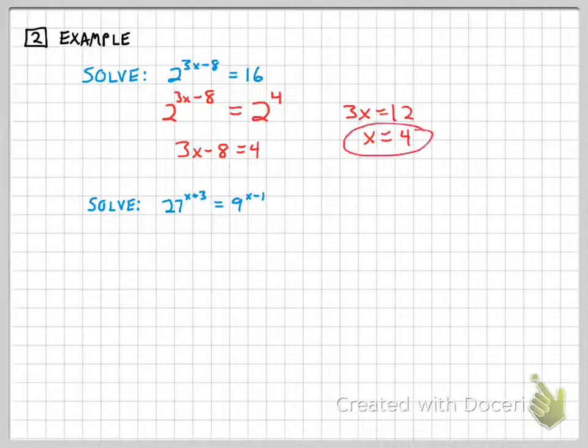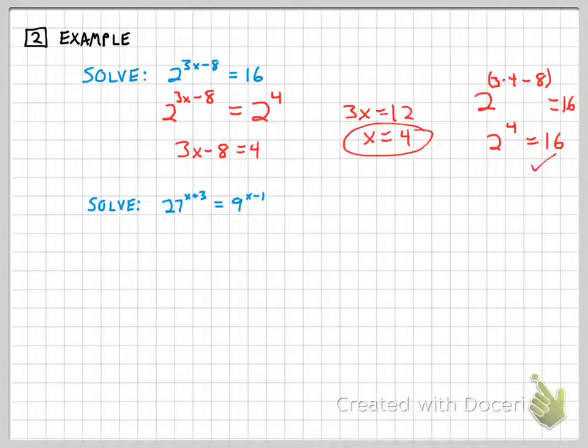4 is my answer. Always a good idea to check. So off to the side here, I'll do a quick check. 2 to the 3 times 4 minus 8 power should be 16. 3 times 4 is 12, 12 minus 8 is 4, and so I get 2 to the 4th, and 2 to the 4th is in fact 16.